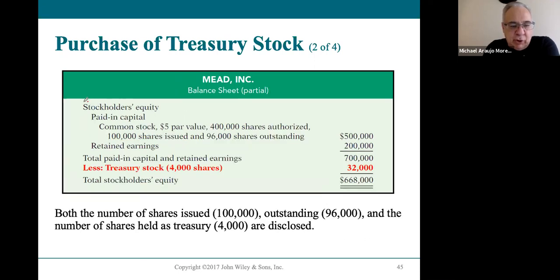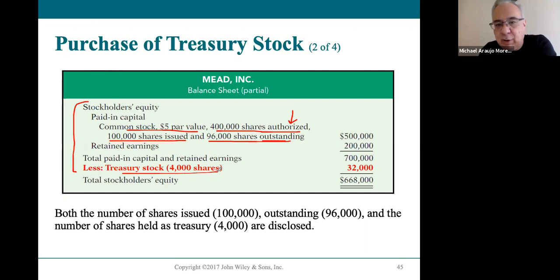But now look what happens to the balance sheet. The balance sheet will change. We still have common stock, $5 par value, 400,000 shares authorized, legally recognized shares of stock. The company issued 100,000 of them. They sold off 100,000 of those shares. However, only 96,000 of those shares are still held by the public, still outstanding. Why? Because 4,000 shares are owned by the corporation as treasury stock.